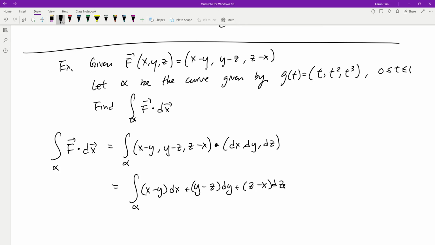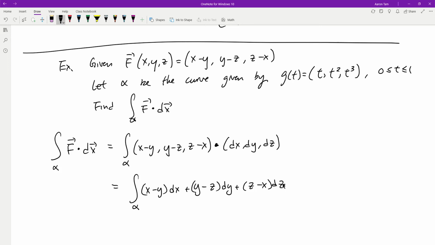Here's a very common mistake. You cannot split this into 3 separate integrals. The reason you cannot do that is because the curve alpha changes all of x, y, and z together. And so you cannot separate them into 3 separate integrals, one for dx, one for dy, one for dz. That does not work.